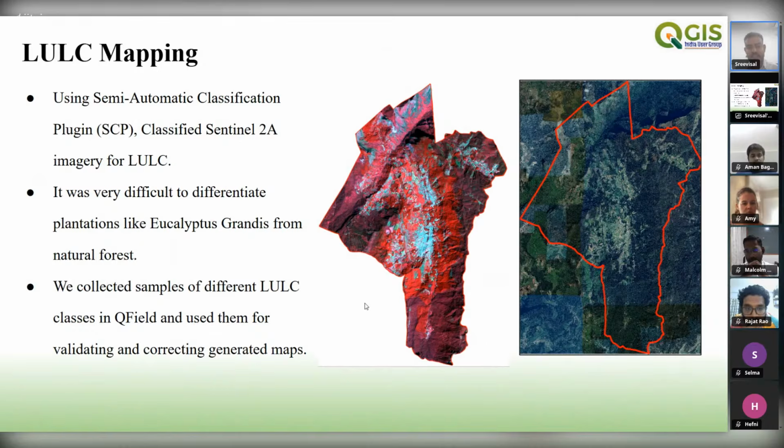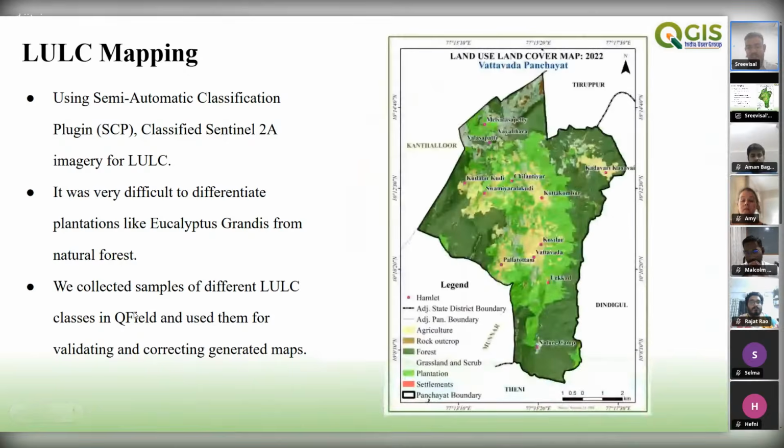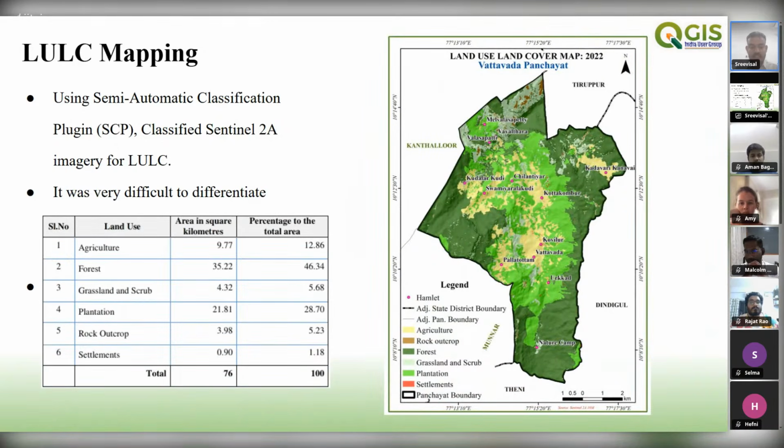In high resolution imagery itself, it was very difficult to differentiate plantations like Eucalyptus grandis from natural forest. So in QField, we collected samples of different LULC classes and used them for validating and correcting the generated maps. So this was the land use contour map we got, and this is the table.